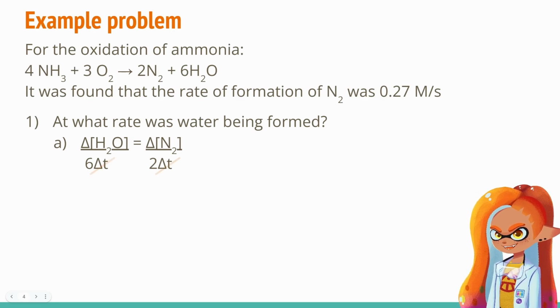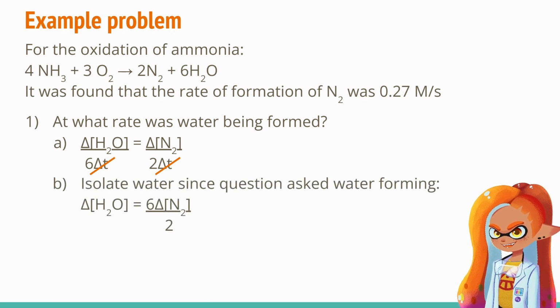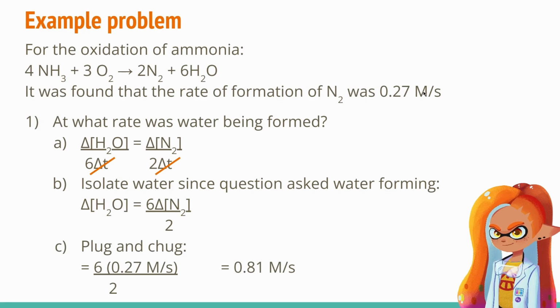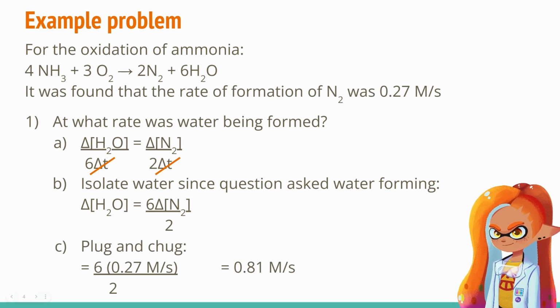So I just show, okay, just cancel out some stuff. You could cancel out delta t on both sides, because it's technically the same thing. Then I can isolate the water part because that's what I'm trying to solve for. When I isolate that water part, I now have the delta n with the 6 and the 2, and then I can just plug in my value. That's literally plugging in this thing, and I get my answer of 0.81 moles per second.